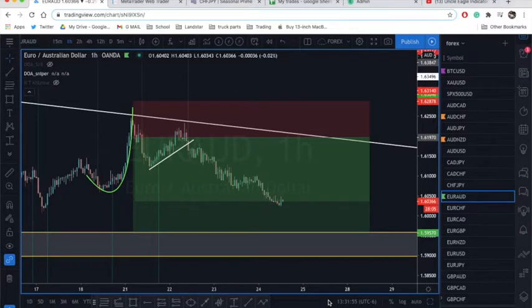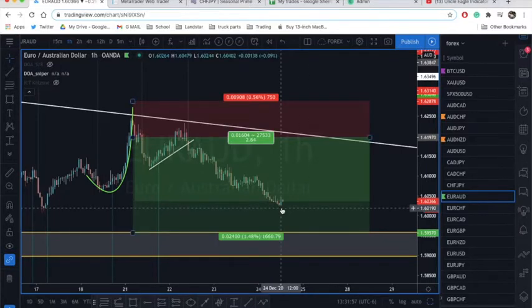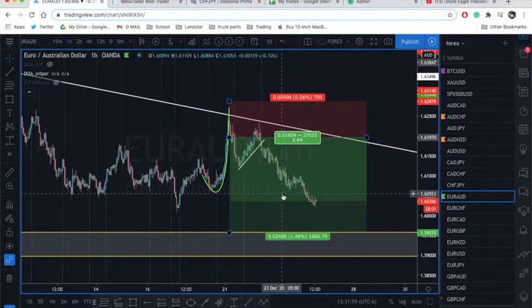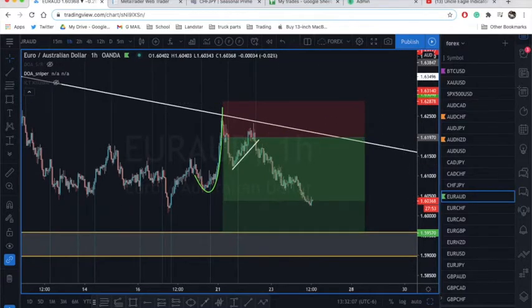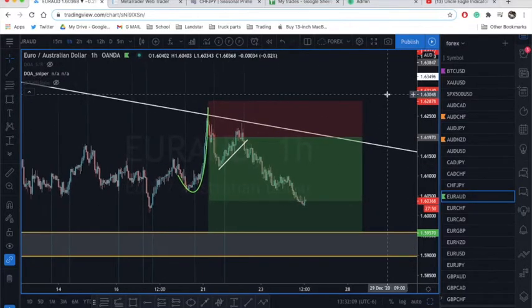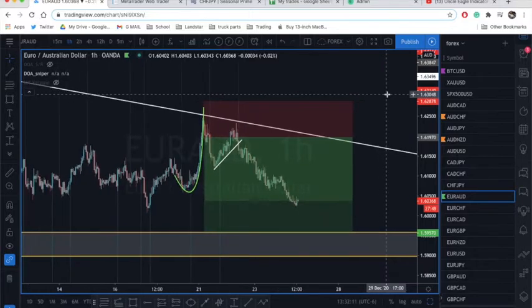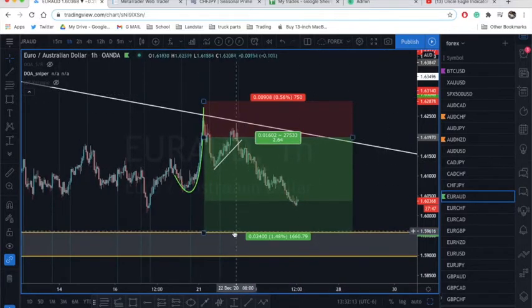Update on Euro AUD, we're about 160 pips in profit right now. We're right below this support right here. We're right above this support right here. Market closes in 3.5 hours. Long weekend ahead, so I'm just going to take profit on this at 160 pips right here.